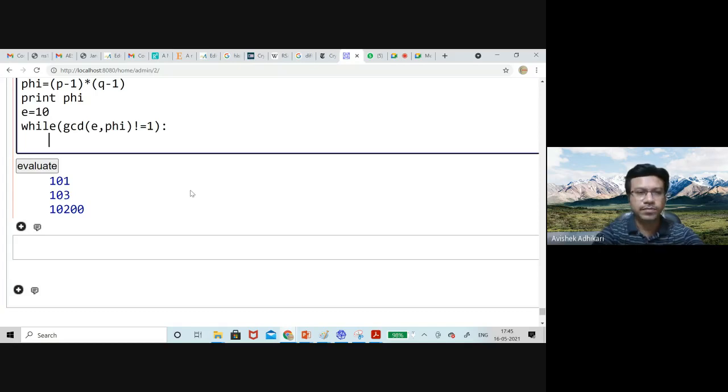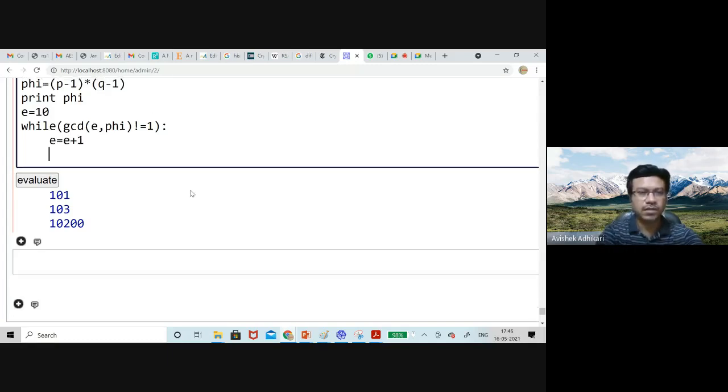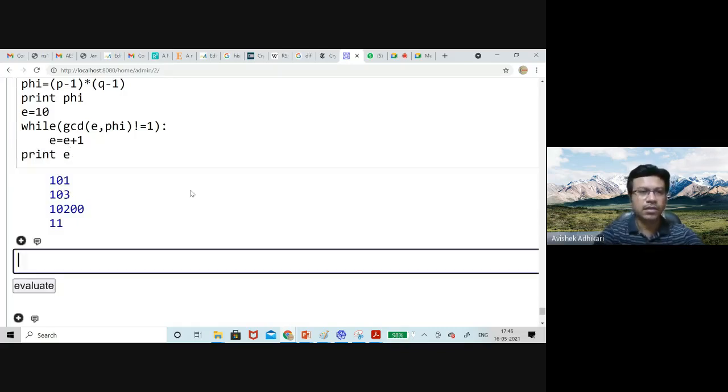While GCD of this, E equal to E plus 1. Okay, so let's print E. Print E. You can see that it starts with 10 and suddenly it gets 11.